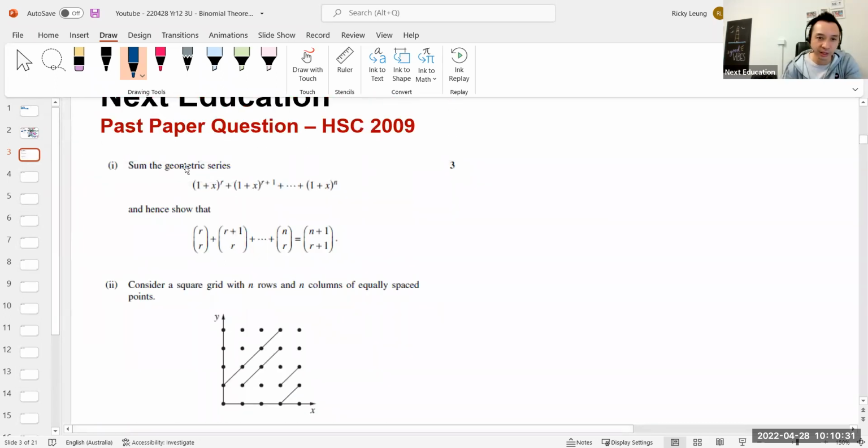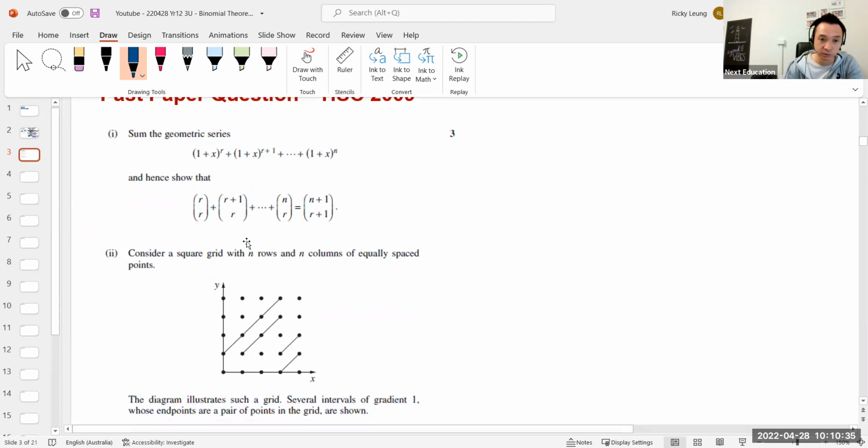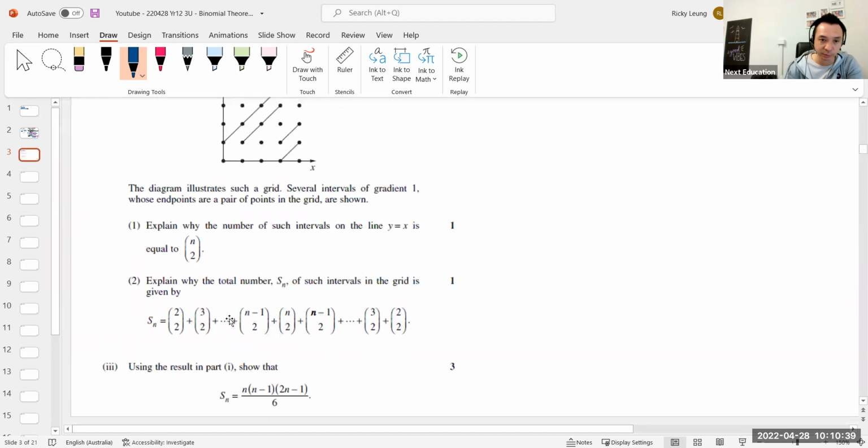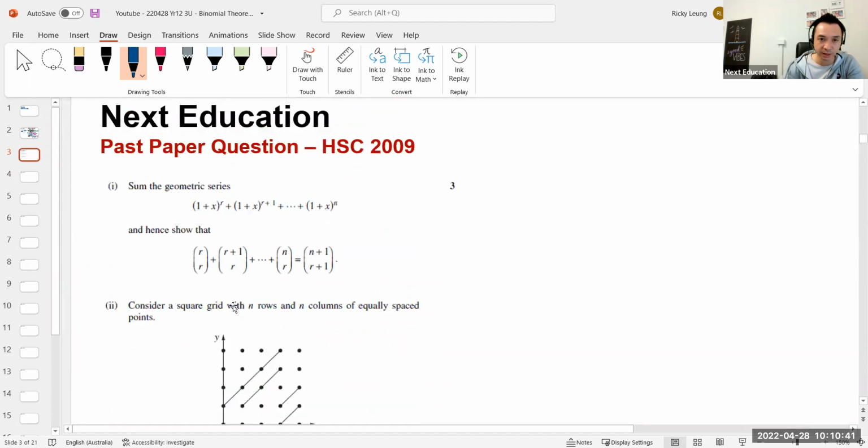So, show that the geometric, that's a GP, right? Hence, show that. Cool. Consider the square grid. And then I've got to prove some stuff and then prove a final idea. Okay, cool. Now let's do this, right? Let's dive right in. Let's not waste any time.